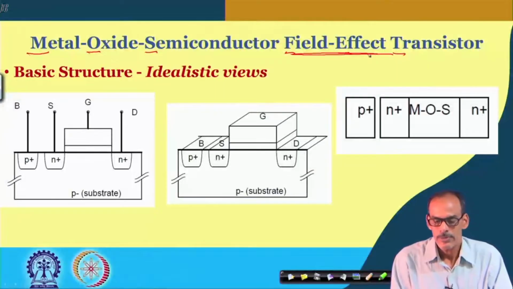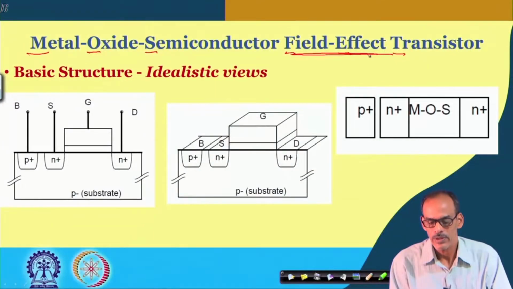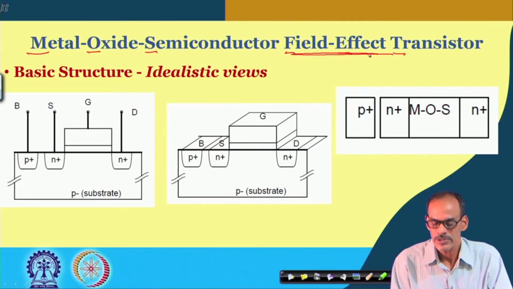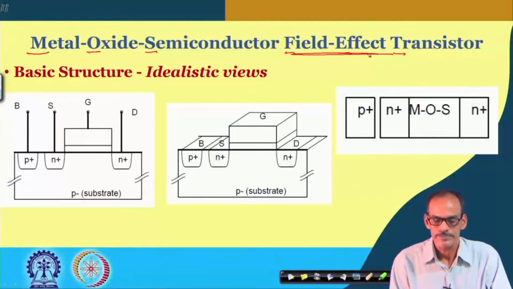Whereas for the BJT, instead of applying voltage directly, we may say it is a combination of voltage and current, and in fact it controls the current in the output port by applying current to the controlling port. So, that is the basic difference of the MOSFET with respect to the bipolar junction transistor.